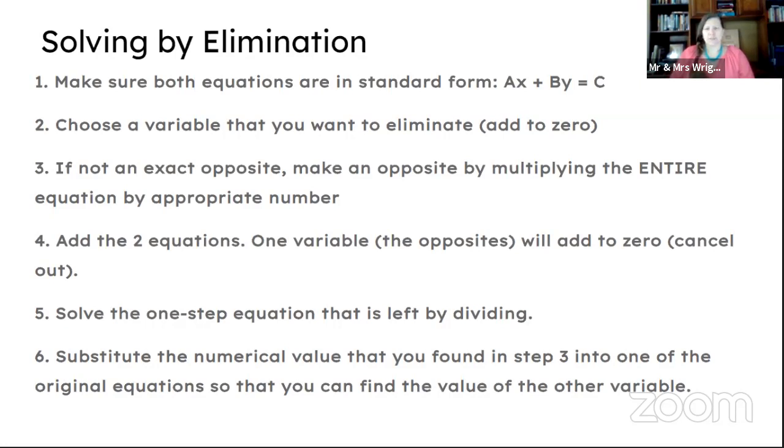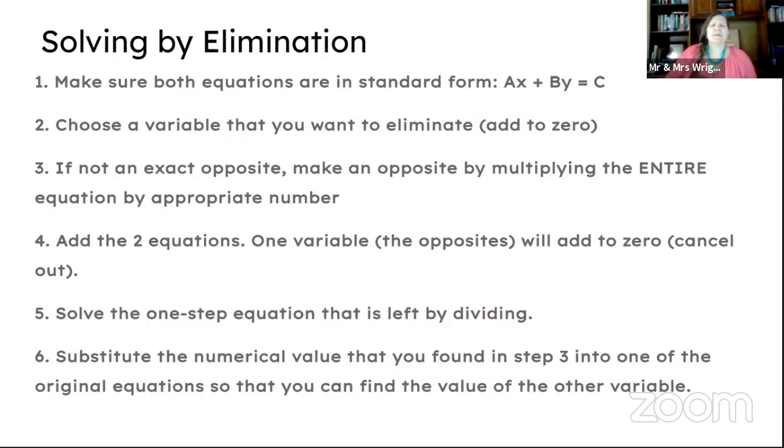Previously, in all the examples we used, we were eliminating the y, but you can choose the x if that's easier. If it is not an exact opposite, you get to make it an opposite. Make it do what you want it to do. You're the boss, right? You make those numbers do what you want them to do. You get to do that by multiplying the entire equation by the appropriate number and sign, because remember, you have to have exact opposites, so one positive and one negative. Then you need to add the two equations.